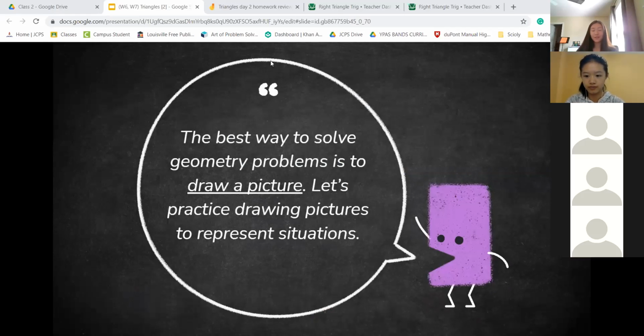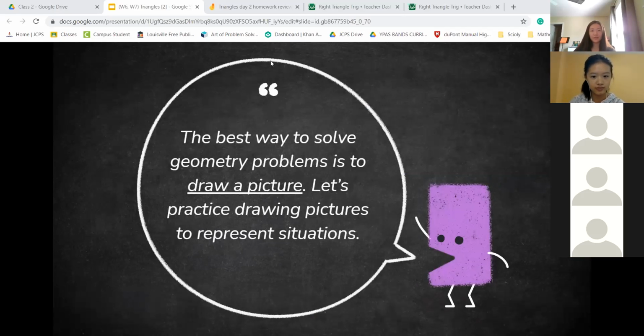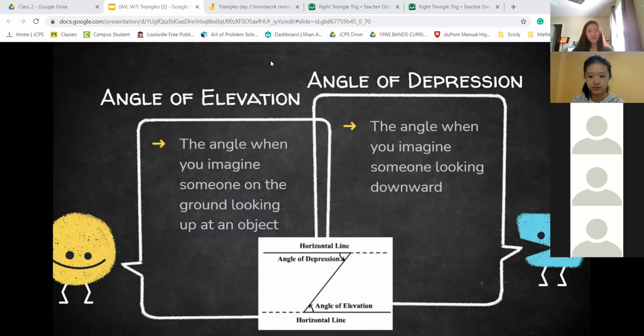So back on the slideshow. Here it's just telling you that for geometry problems, it's really helpful to draw a picture. Next, we're going to do angle of elevation and angle of depression. This is kind of confusing, and especially if you have a word problem, it's really easy to get them mixed up.